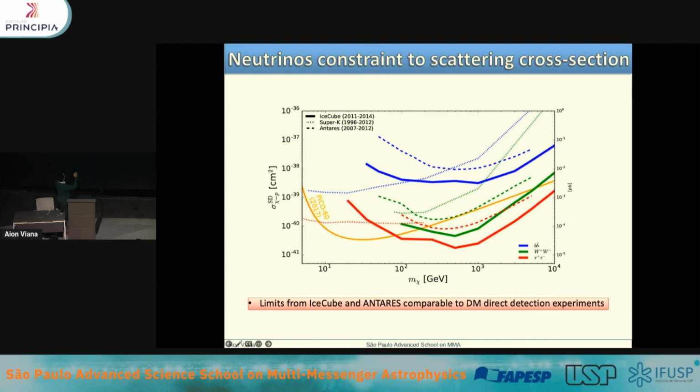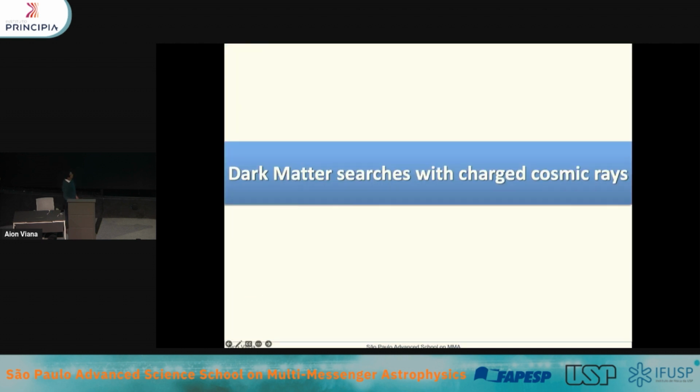And both Antares and IceCube actually looked at the sun, and they put very constraining limits. Notice that here the scale and the units changed. Pico is a direct detector, so you can see that these types of searches are comparable to direct detectors of dark matter. Now, let me finish by mentioning briefly cosmic rays, because I think I'm on my time already.